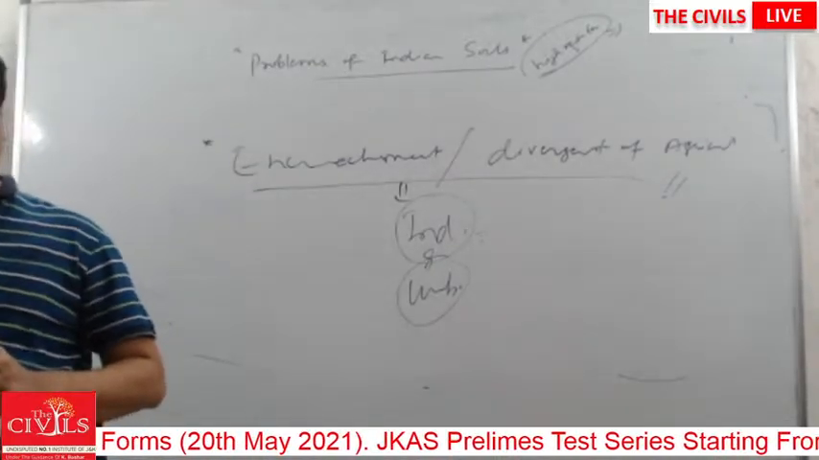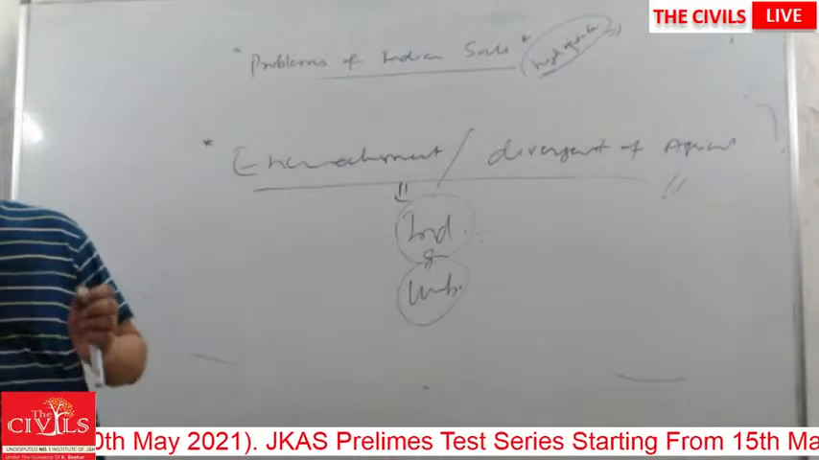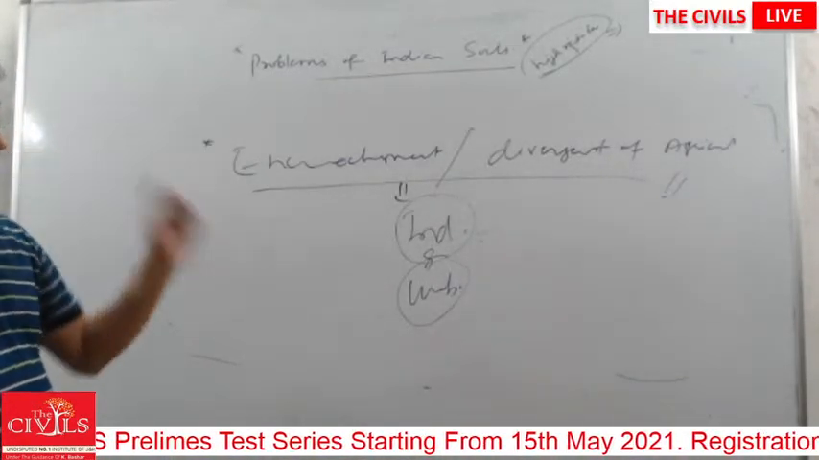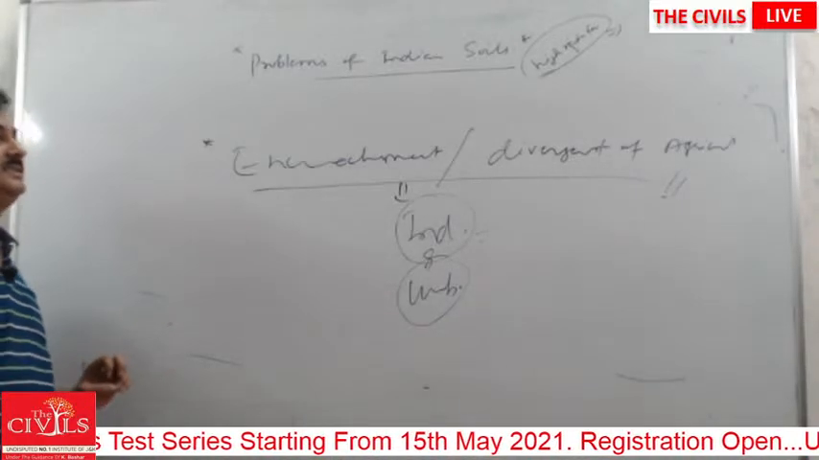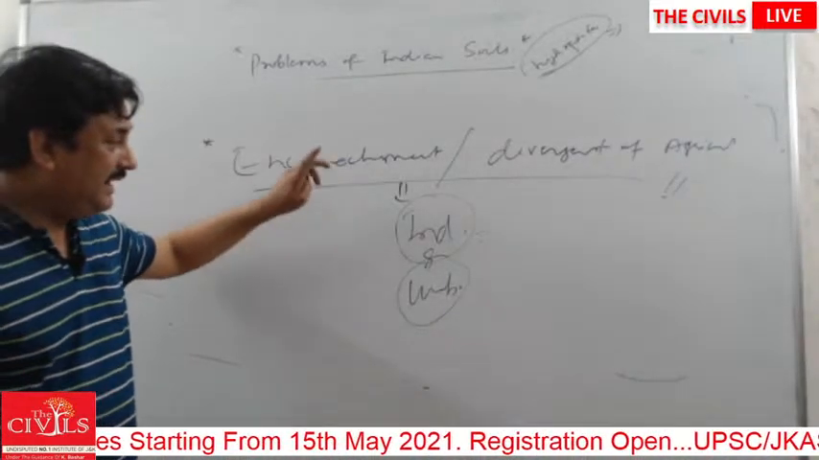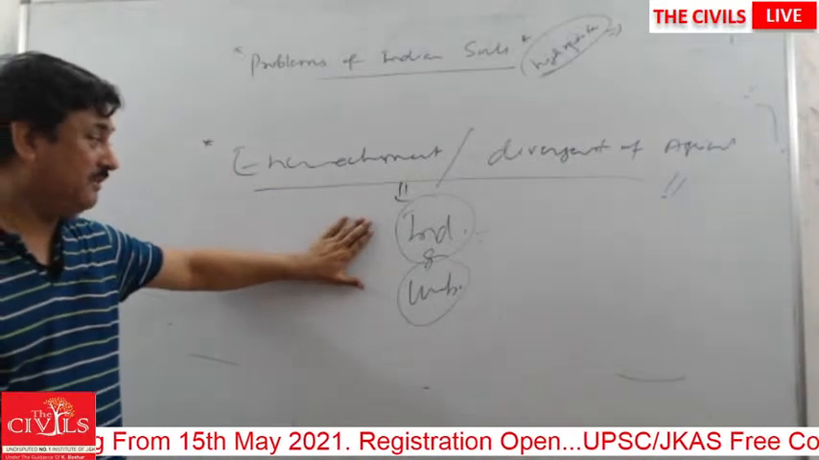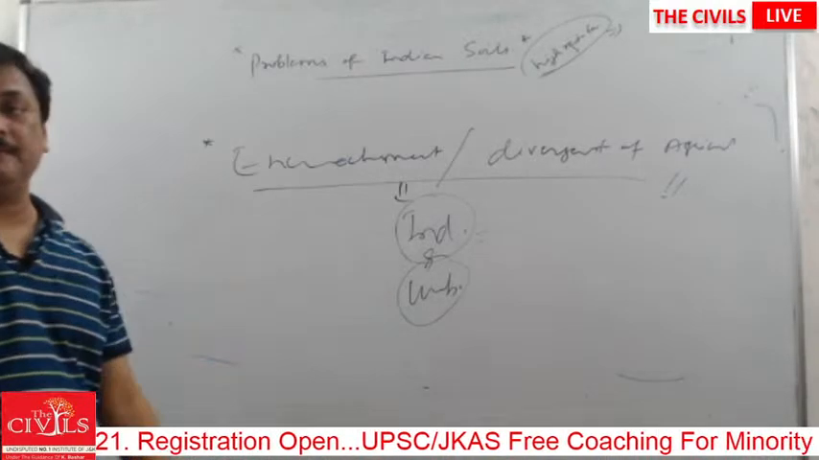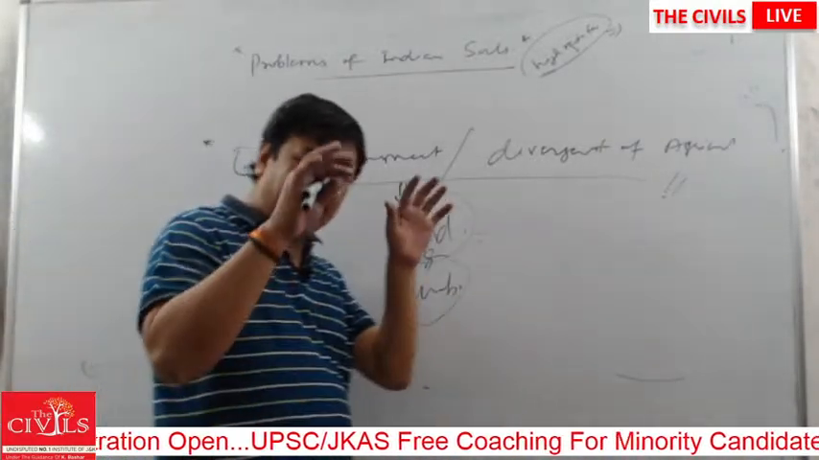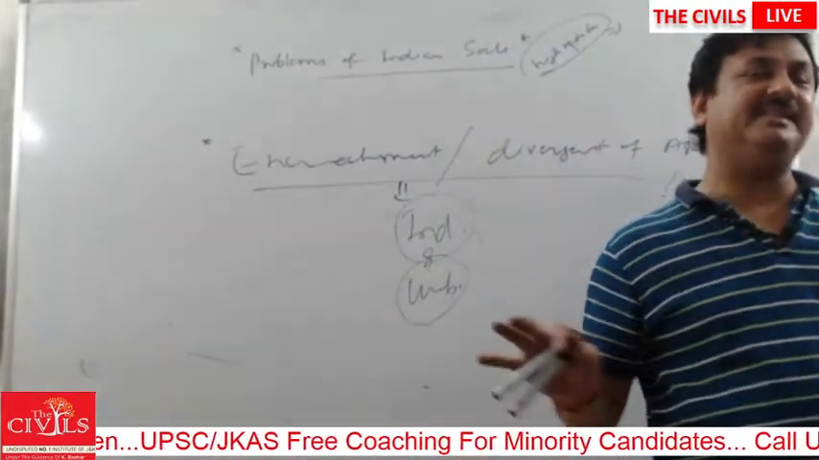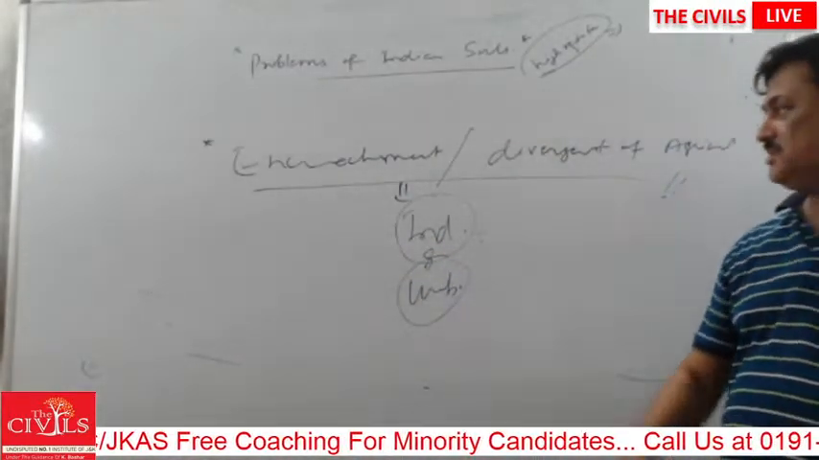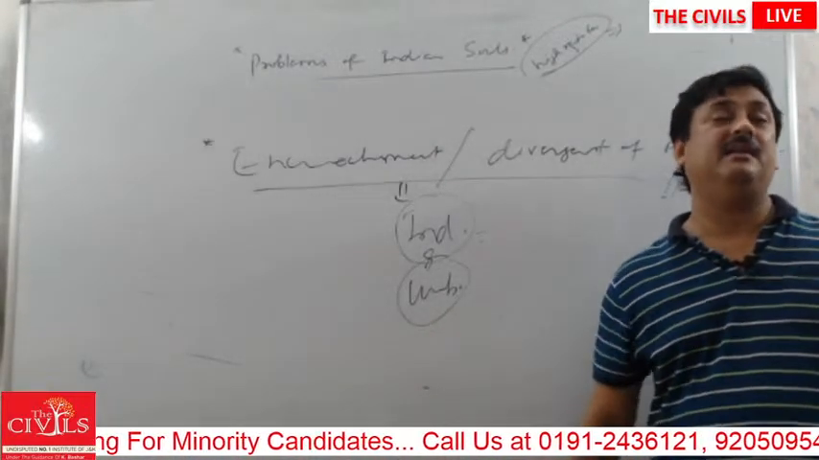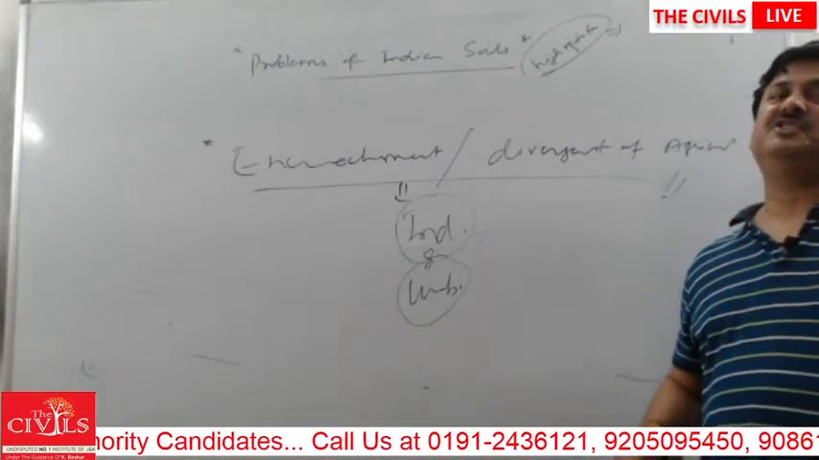And this is because in the past 30 or 40 years, the pace of industrialization and urbanization has increased tremendously. To settle people, to develop urban centers, urban infrastructure, and to set up industries, we have encroached on agricultural land.